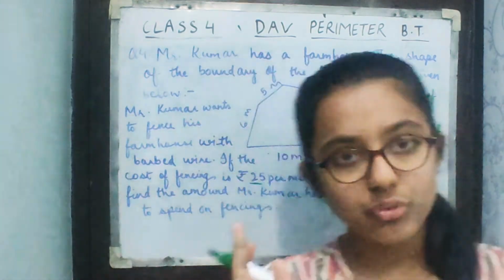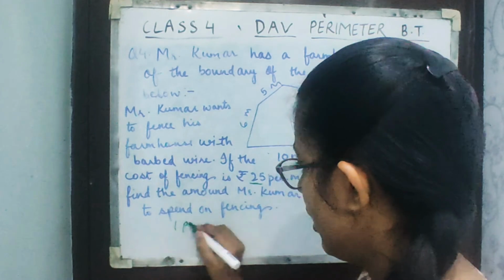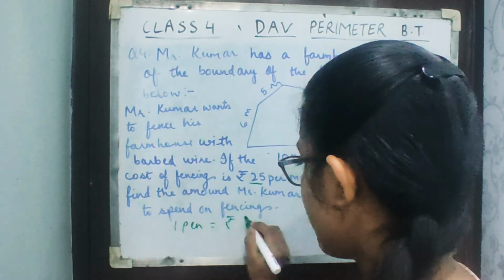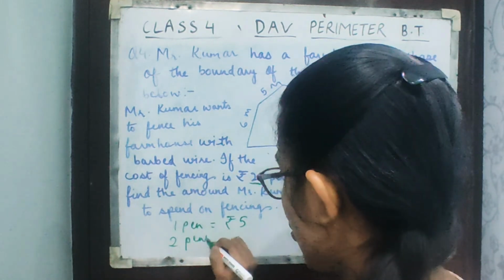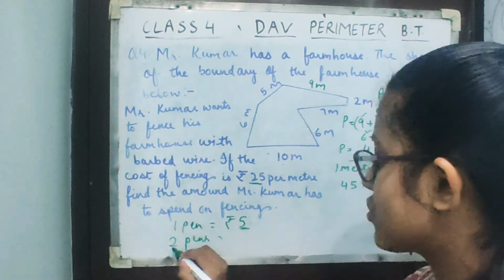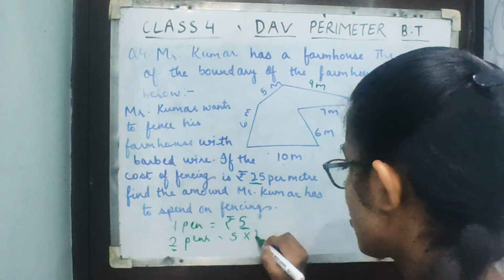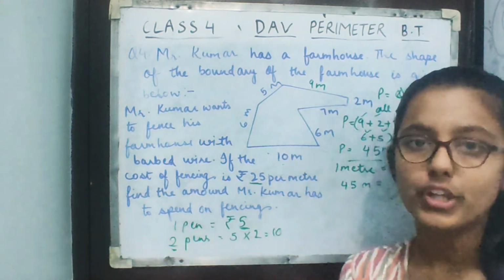This I will explain you with an example. If 1 pen costs rupees 5. Okay, 1 pen is of rupees 5. If I want 2 pens, so 2 pens will be how much? 5 into 2, that is 10. This is also called the unitary method.